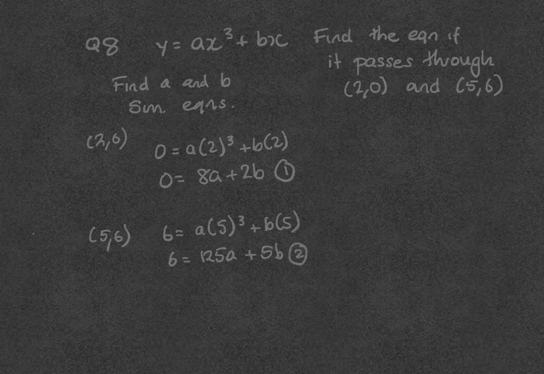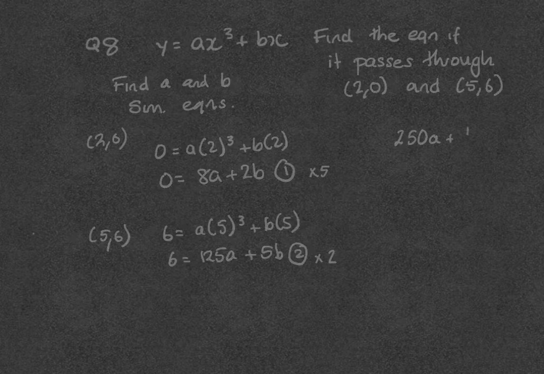So we have to get one of the variables with the same number, and I'm going for the b's. So I'm going to multiply equation 1 by 5 and equation 2 by 2, and that will give me 10 b's. And I have to multiply everything in the equation.